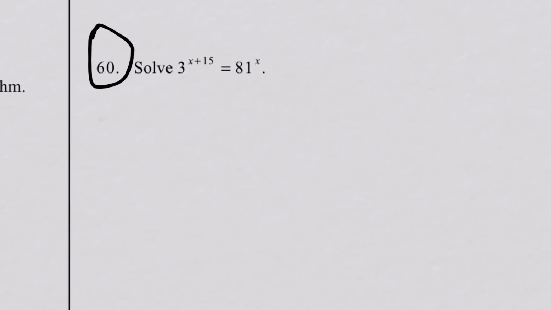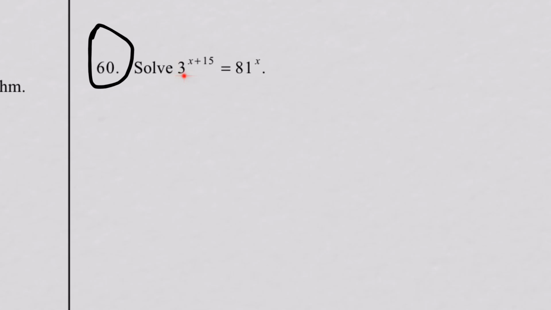Okay, next I have 60. Solve 3 to the power of x plus 15 equals 81 to the power of x. Now I can go the logarithmic methods, right, which is what I've been using in all of the examples so far, which says that I'm going to take the log of both sides. But I'm not going to on this one because I want you guys to get used to also the other method, which is keeping the same base, right?